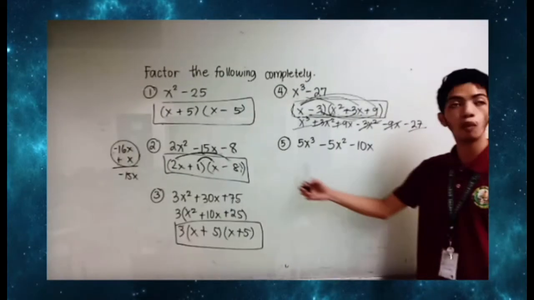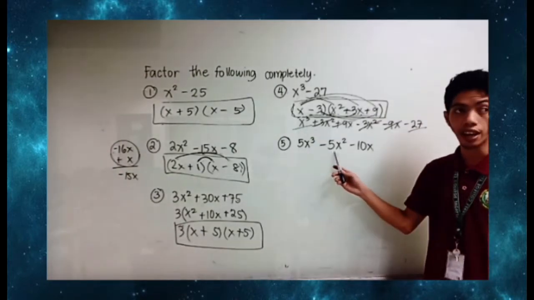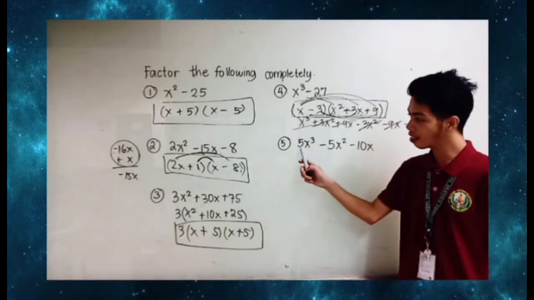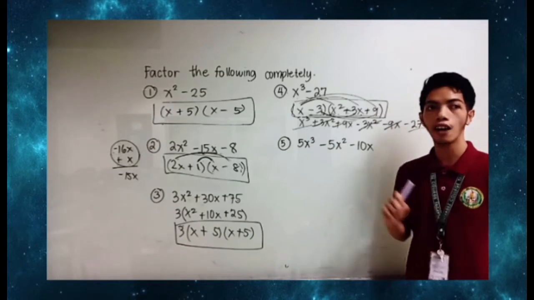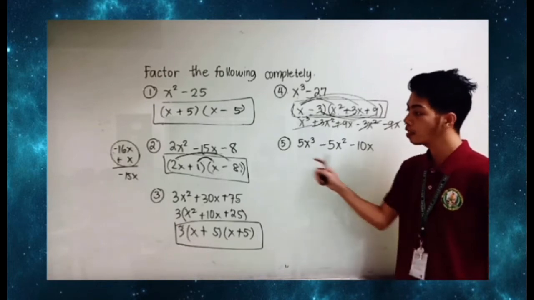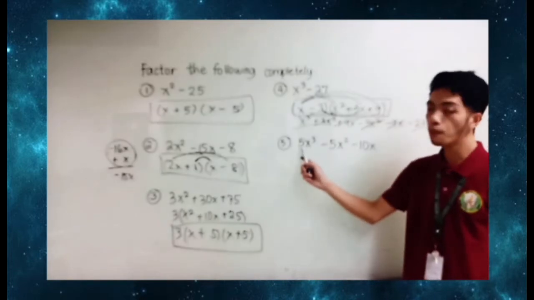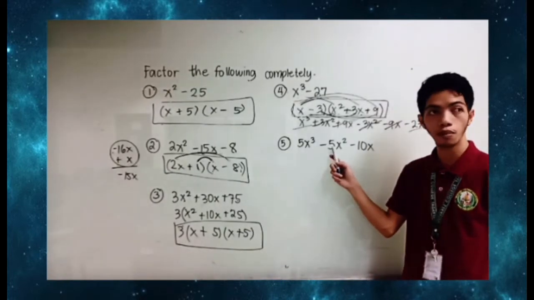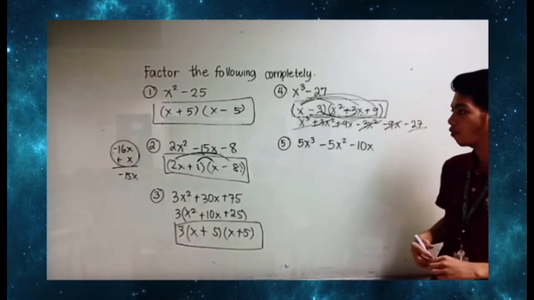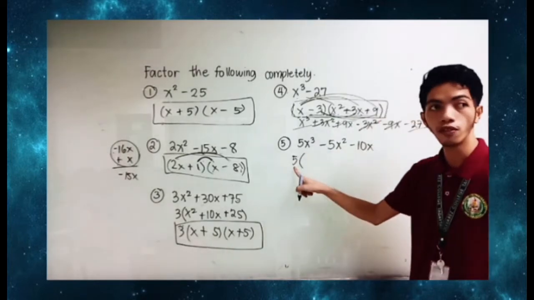Okay, let's have example number 5. We have the given polynomial 5x cubed minus 5x squared minus 10x. As you can see, these numerical coefficients have a common factor. Ano ba pag sinabing common factor? Meron silang number na divisible sa lahat. Okay, so this number is divisible by 5, this number is divisible by 5, and this number is also divisible by 5. As you can see, if you are going to factor it out, so 5 is the common factor.